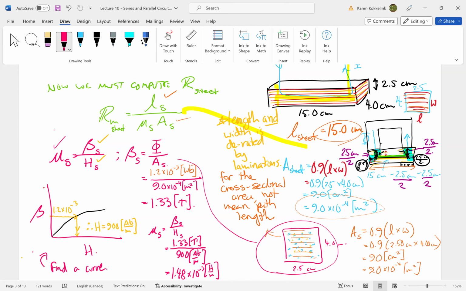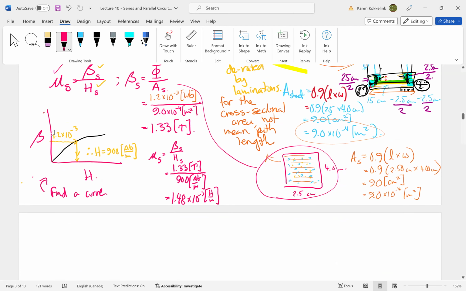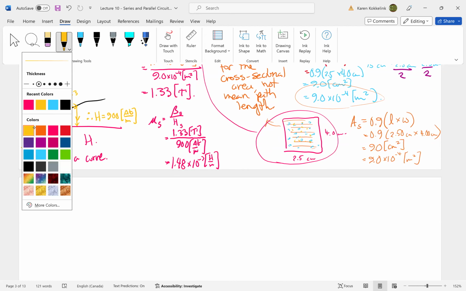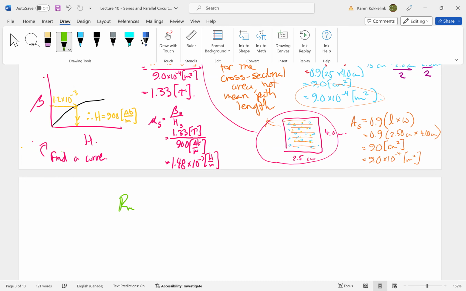Now I have this. I forget why I wanted that. Let me look up here. Okay, I wanted that because of RM, the reluctance of the sheet. I've been doing RM in green. I remember now. I need RM of the sheet and RM of the cast, and then I'm going to add the two together to get the total series RM and stick that into an FM equation because it was asking for FM. So RM of the sheet is going to be L of the sheet over permeability of the sheet times A of the sheet.